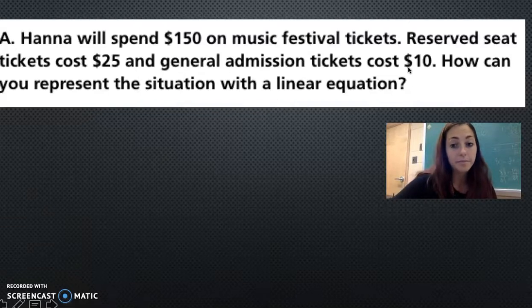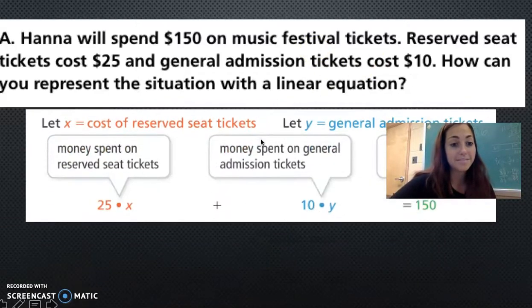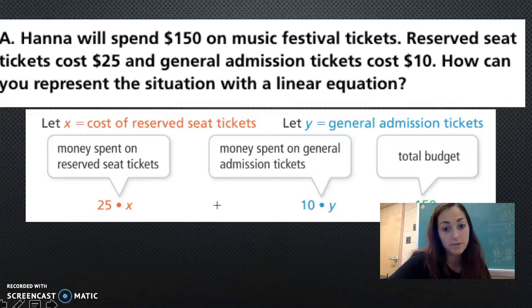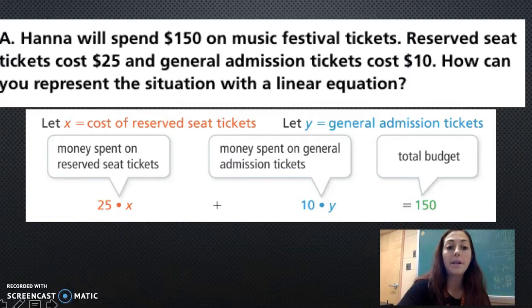Well, let x equal the cost of reserved tickets and let y equal the cost of general admission tickets. So a lot of times we have two different things. You see we have tickets cost, reserved, and then the general admission. They're two different prices. You're going to need two different variables to represent them.